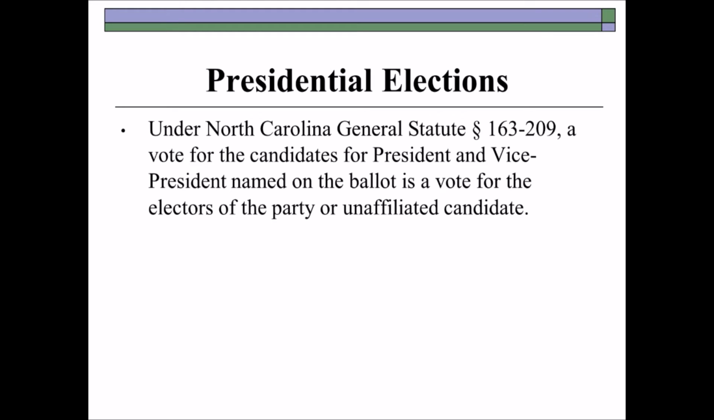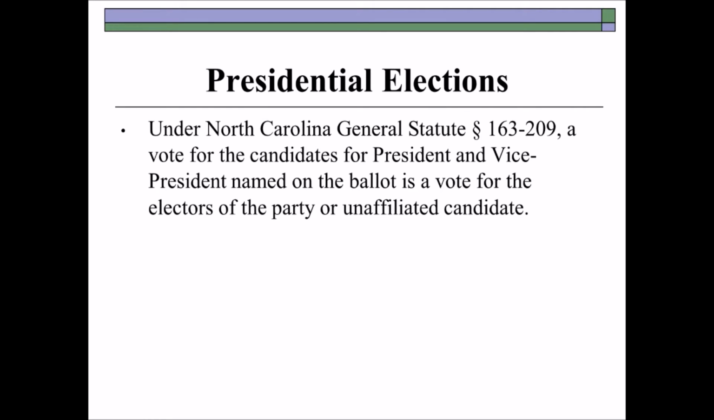Now, here's the rule under state statute in North Carolina. A vote for the candidates for president and vice president named on the ballot is a vote for the electors of the party or unaffiliated candidate. So in North Carolina, technically, whoever wins the majority of the popular vote, you're voting for that party. You're not even voting technically for the candidate. You're voting for the party. That's who will get it.